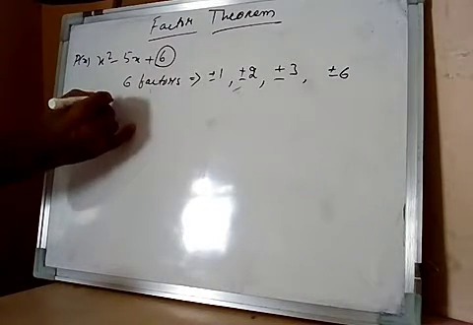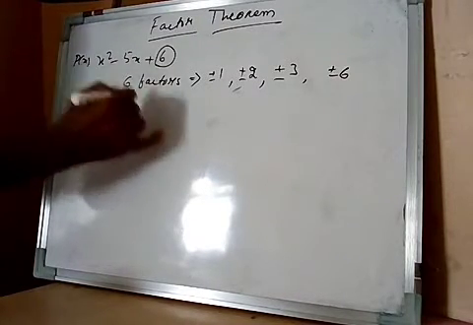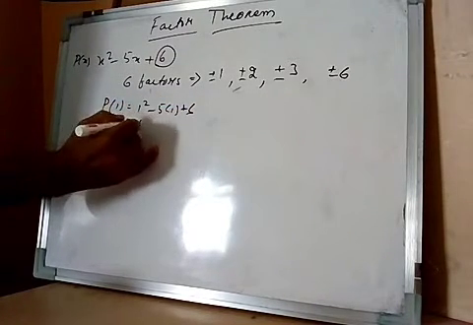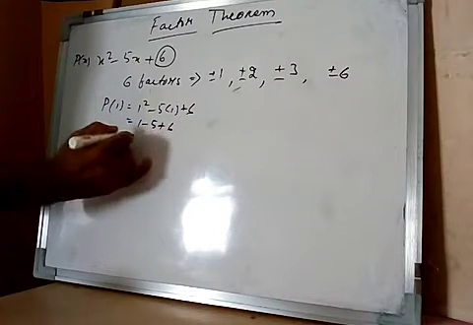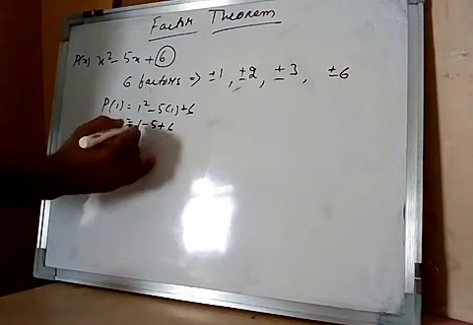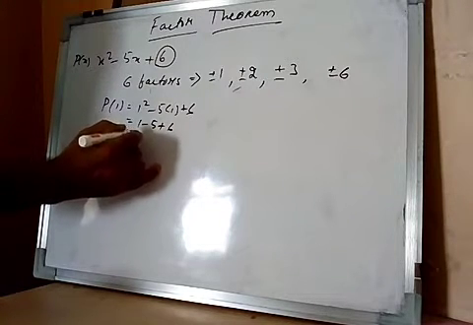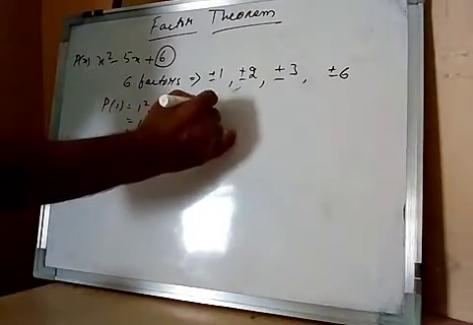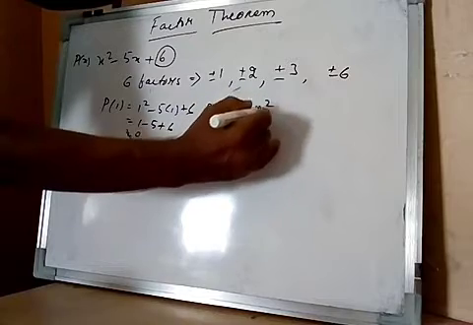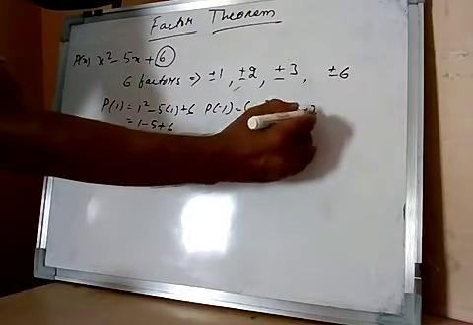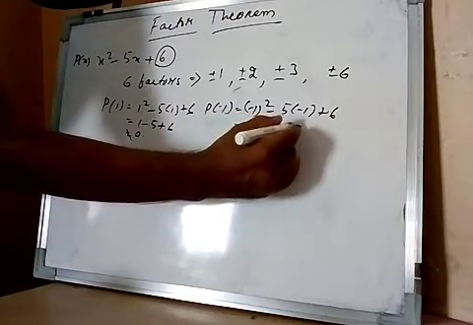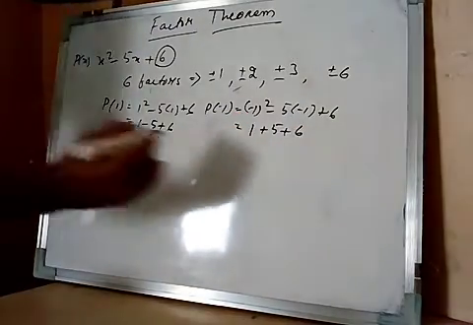So we can now put values in place of a. Let p(x) equal x square minus 5x plus 6. Then p of plus 1 equals 1 square minus 5 into 1 plus 6. So this is 1 plus 6 is 7, minus 5 equals plus 2. So this is not equal to 0, right? Now take p of minus 1: minus 1 to the power 2, minus 5 into minus 1, plus 6, that is 1 plus 5 plus 6. So this is not equal to 0.